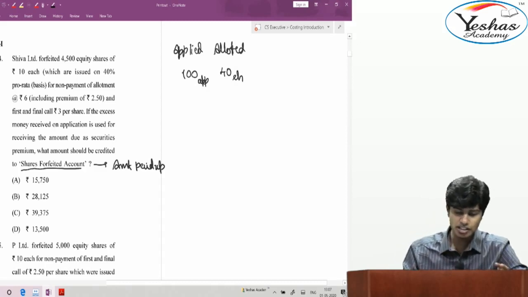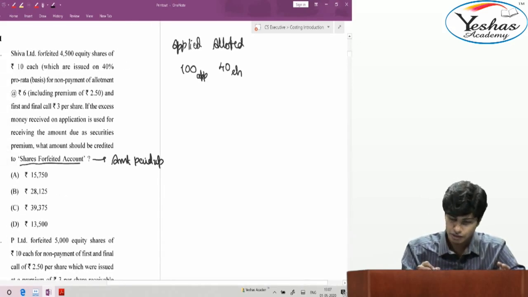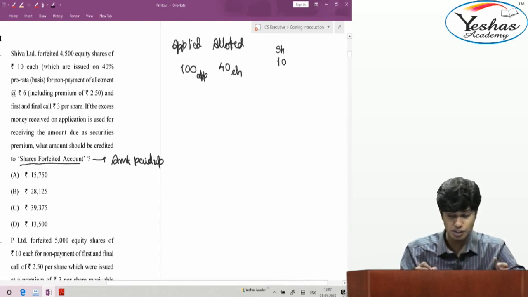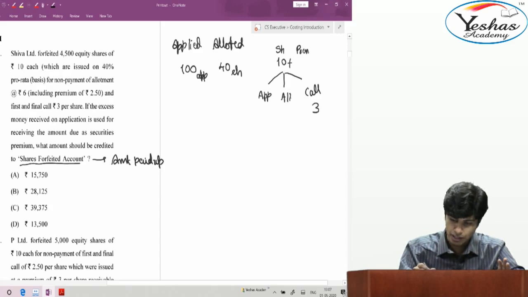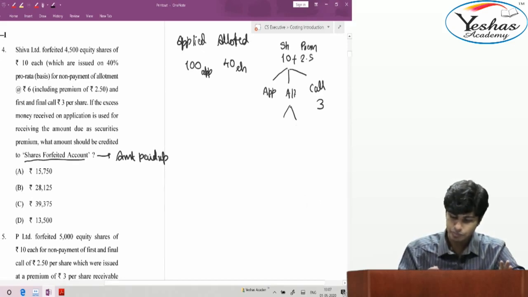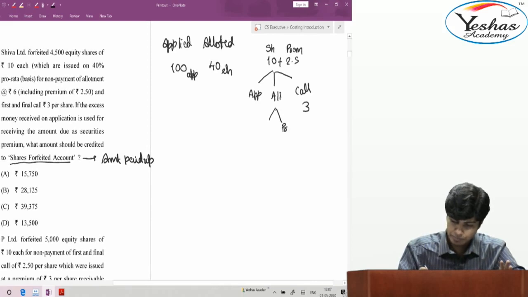Let's continue reading. Shares are of rupees 10 each. Non-payment of allotment money of 6, including 2.5. Okay, concentrate. There are 3 things here: application, allotment, call. On call, it is 3 rupees. This share is 10 rupees plus there is a premium of 2.5. On allotment, you are collecting 6 rupees. In that, premium is 2.5. Totally it is 6.